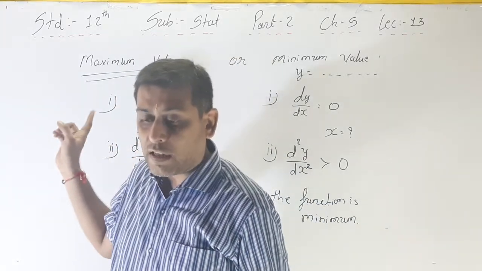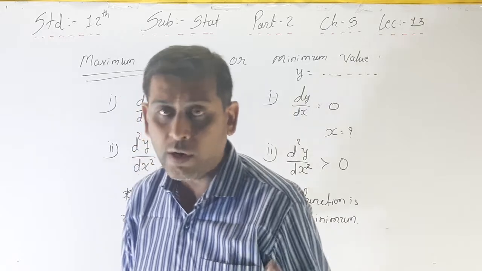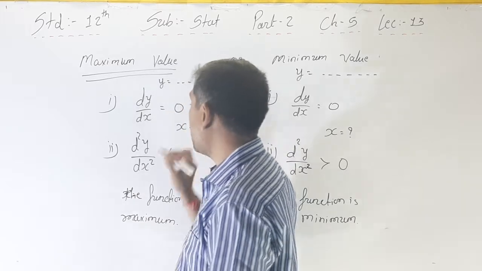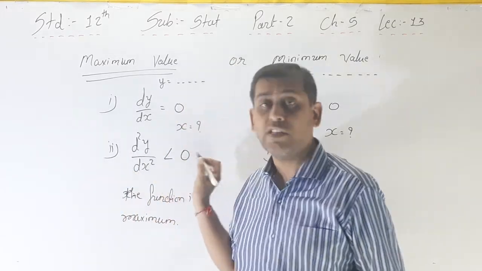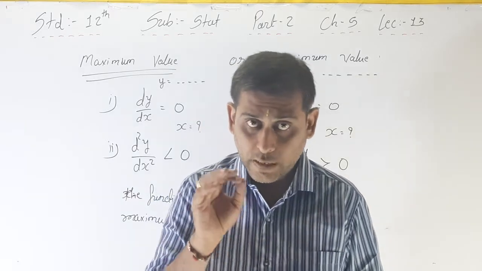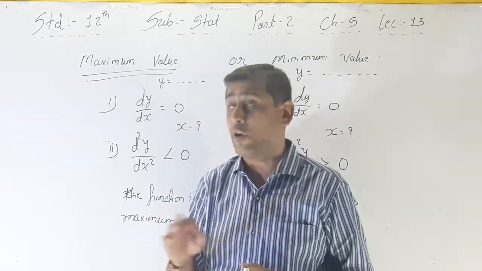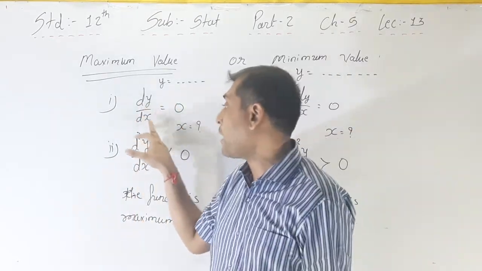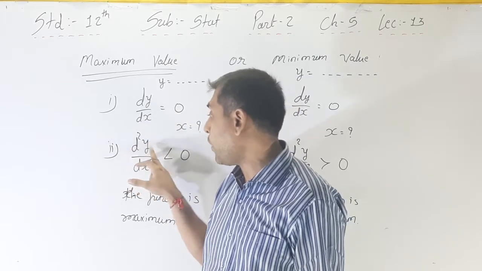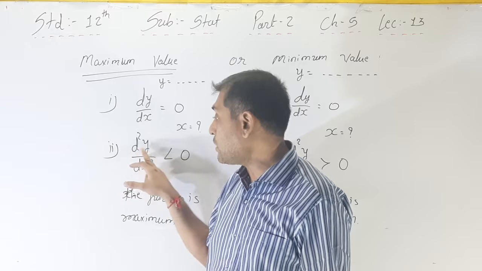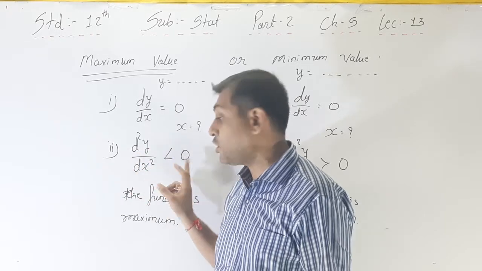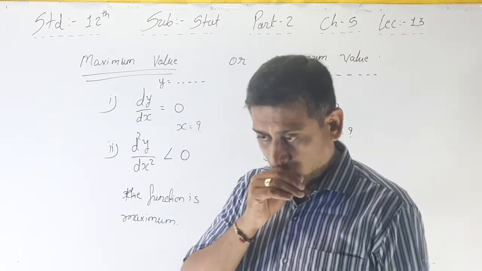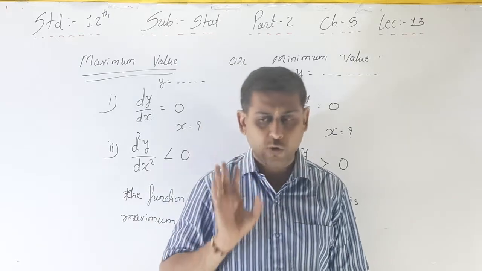Similarly, the condition for the maximization of the revenue function, that is R. If y, then we write dy by dx is equal to 0 and d square y by dx square is less than 0. But whenever we have to maximize the revenue function, capital R, dR by dx is equal to 0, and then d square R by dx square less than 0. These are the two conditions to find the maximum revenue.